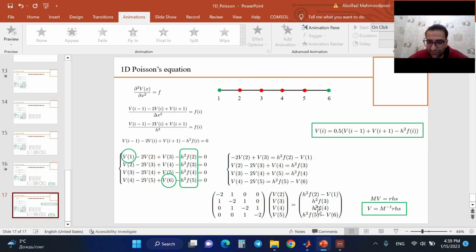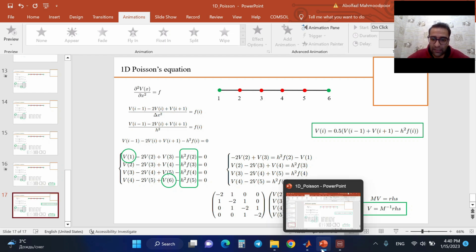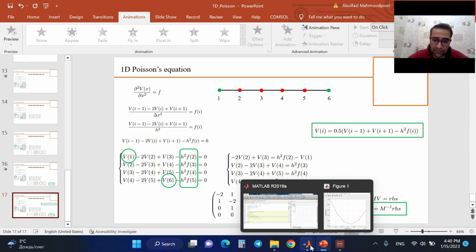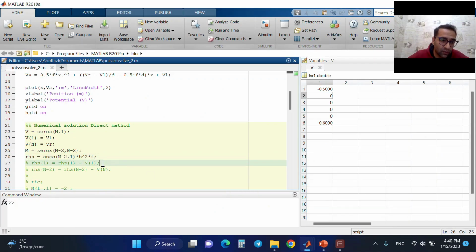H square f is at every row we have this value, and because f is constant, all f2, f3, f4 and f5 is the same that we defined with f. But we see that at the first row we need to add v1, in that we subtract v1. At the last row we need to subtract the v6. How we can do that? Very simple. Okay, Control T.